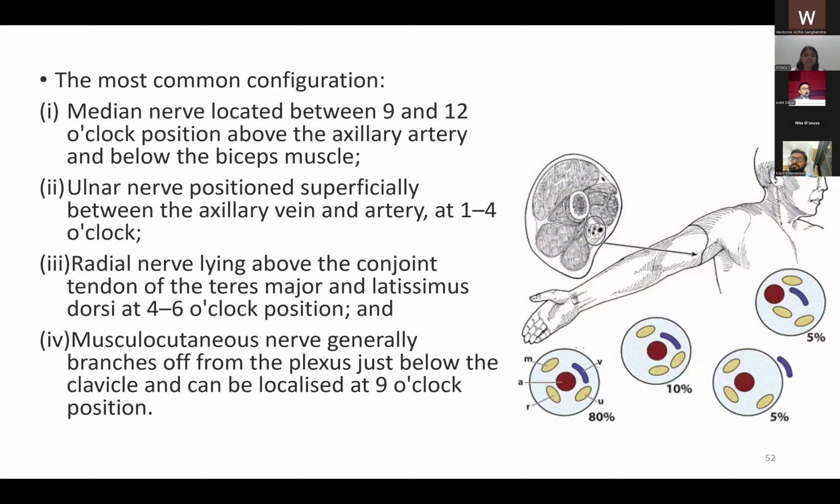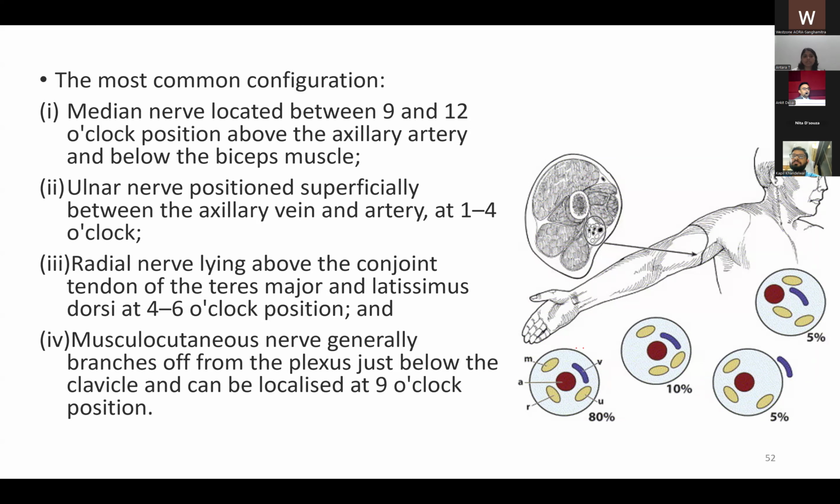There are a number of different variations of the nerves that lie in relation to the axillary artery in the axilla, but the most common configuration that we see, the median nerve is located between 9 and 12 o'clock position above the axillary artery and below the biceps muscle.